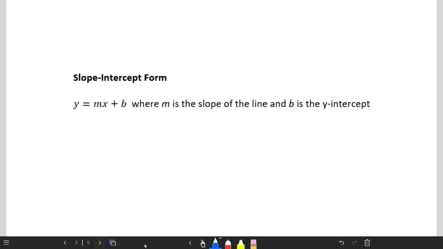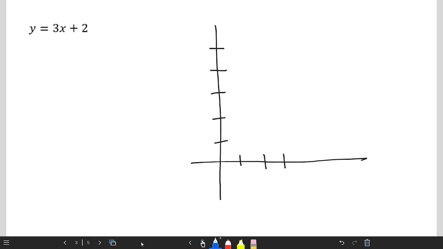Other books, some of the books I've used in the past, in fact, will denote the y-intercept as the point (0, b). So just something to be aware of there. So for each of these lines, we're going to find the slope and the y-intercept and then use that information to graph the line.